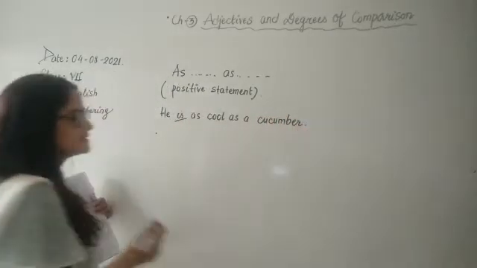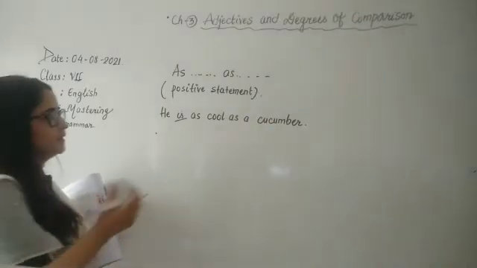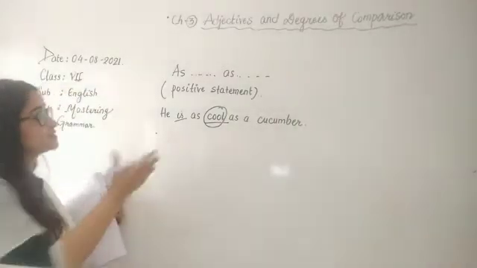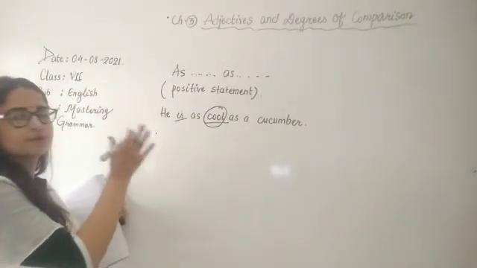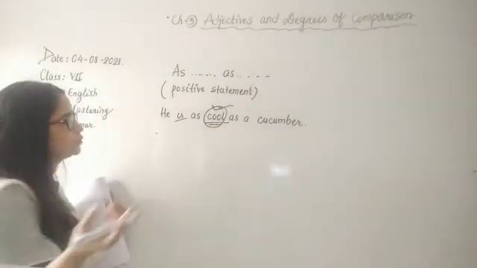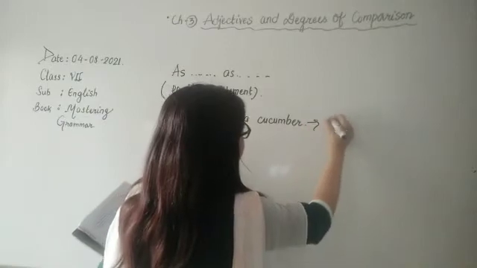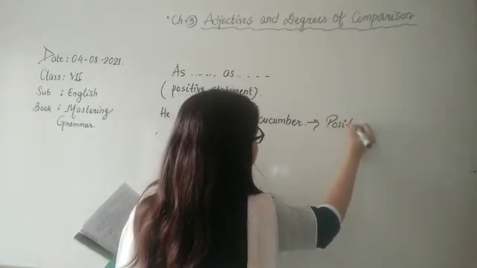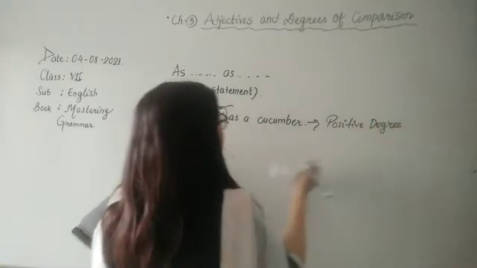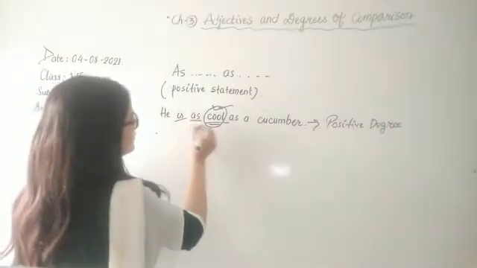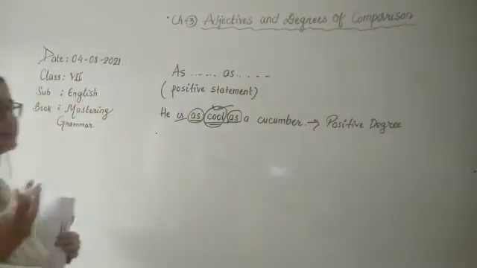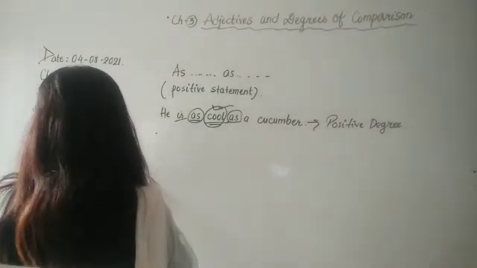So you can see there is a comparison, but in this comparison the word remains the same. If I asked you what degree of comparison we have used here, because this is cool only, not cooler, not coolest, we are going to say that this is the positive degree of comparison. So for the positive degree, children, remember, we can use this combination, as with the positive degree.